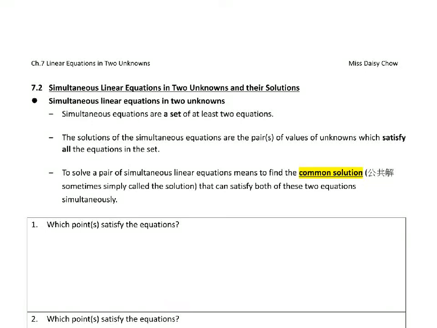This is S2, Chapter 7, your notes page 3. So let's have a quick revision on what we learned. In the previous videos, I said linear equations in two unknowns have an infinite number of solutions.